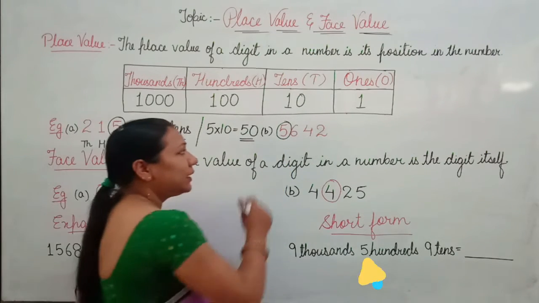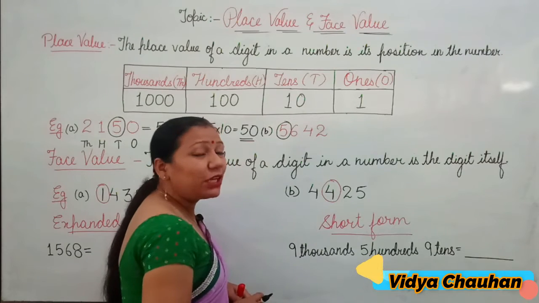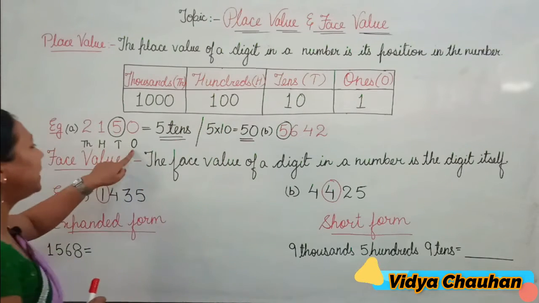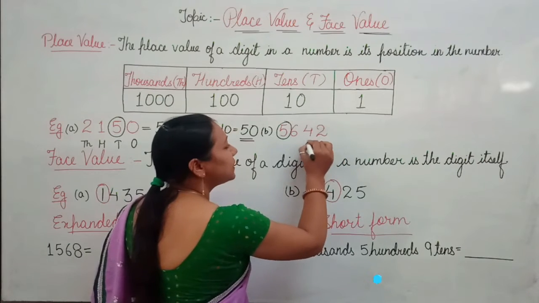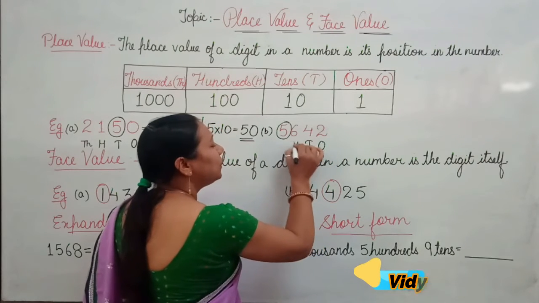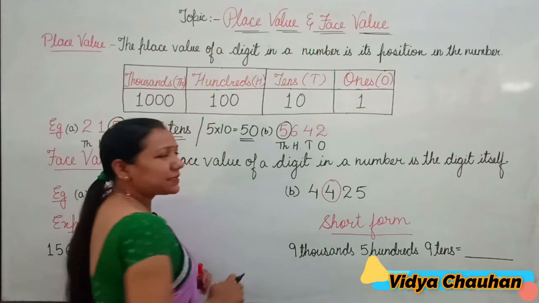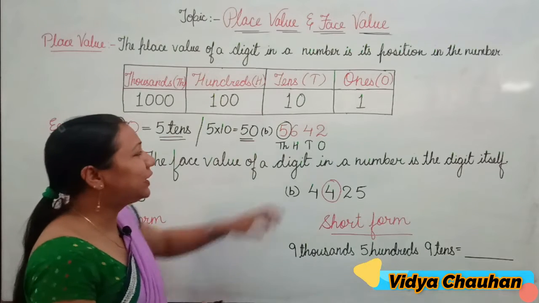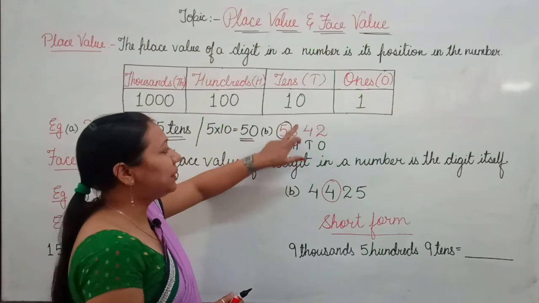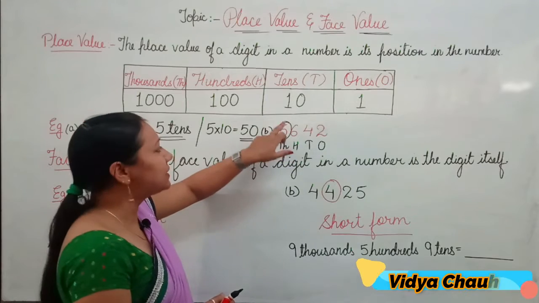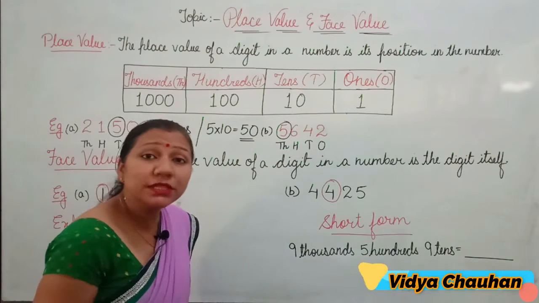Right? But before finding the place value, what we have to do? We have to write its places. So here I will write ones place, tens place, 100 place, 1000 place. Okay, so I have given them places. So 2 is at ones place, 4 at tens place, 6 at 100 place, and 5 is at 1000 place.